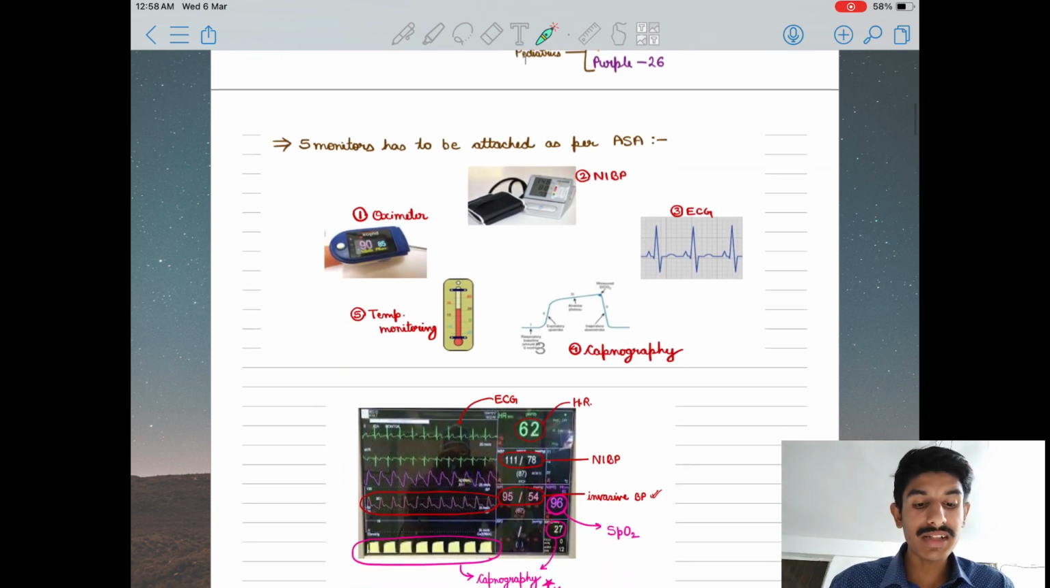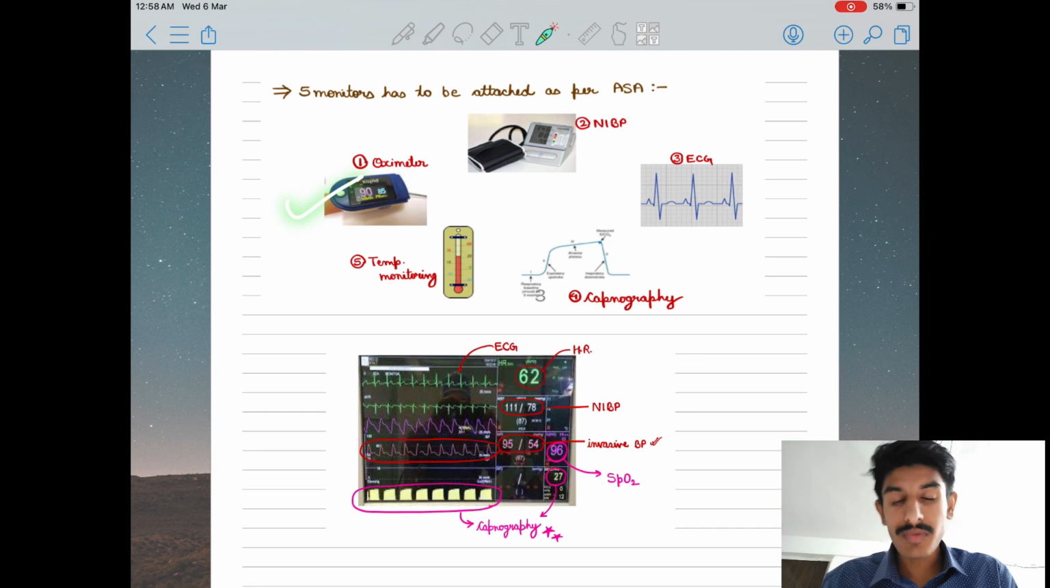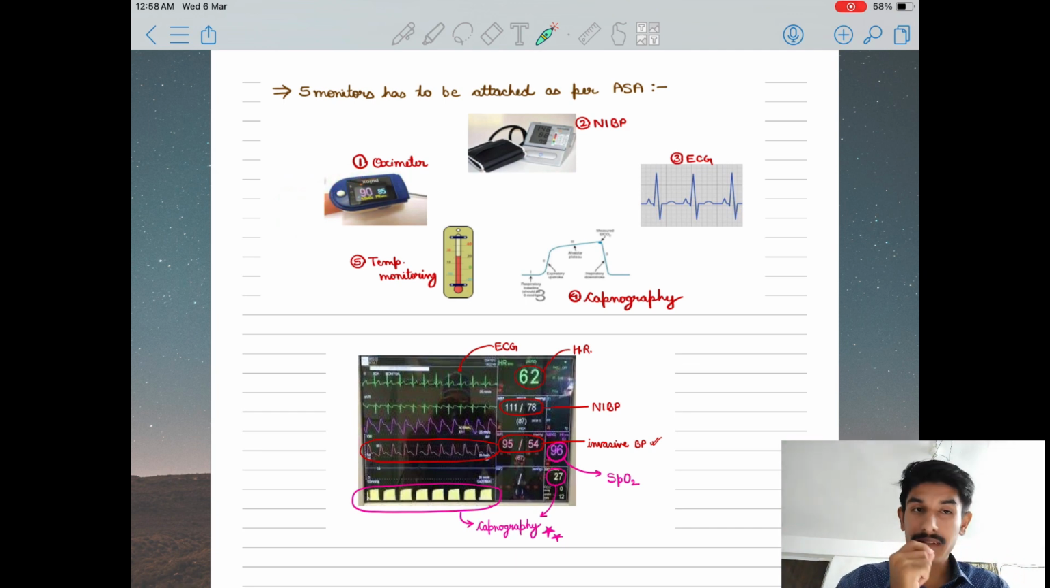Let's move to the next part, which is monitors, which we use as recommended by the American Society of Anesthesiologists. These five attachments we usually do in our anesthesia or in our OT. For example, the oximeter. I think in COVID time everyone knew what an oximeter is. We place our oximeter on your finger or on your earlobes or at the tongue. If a patient doesn't have hands, how can you put the oximeter? You can put it on the earlobes or on the tongue also.